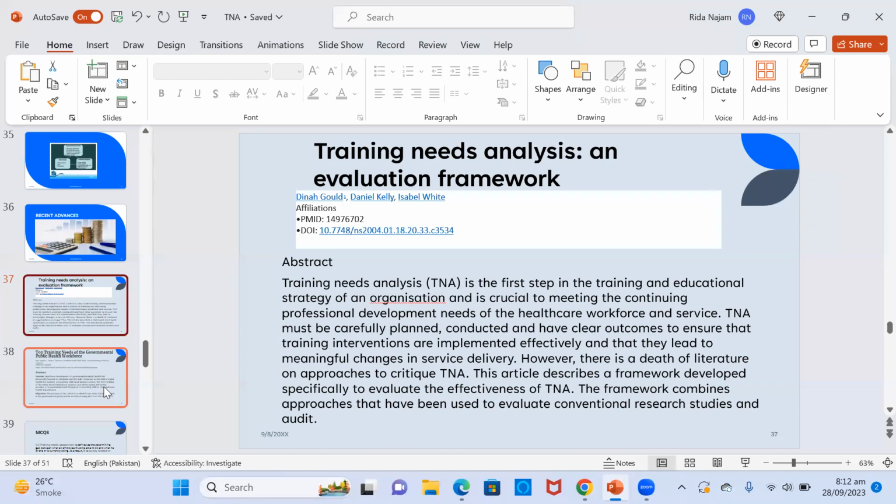TNA must be carefully planned, conducted, and have clear outcomes to ensure that the training interventions are implemented effectively and that they lead to meaningful changes in service delivery. However, there is a depth of literature on approaches to critique TNA. This article describes a framework developed specifically to evaluate the effectiveness of it. The framework combines approaches that have been used to evaluate conventional research studies and audit.